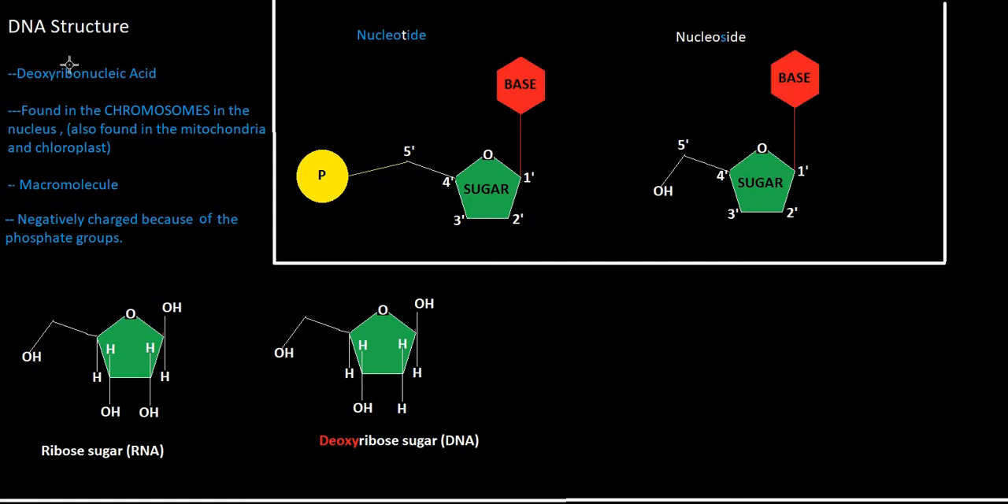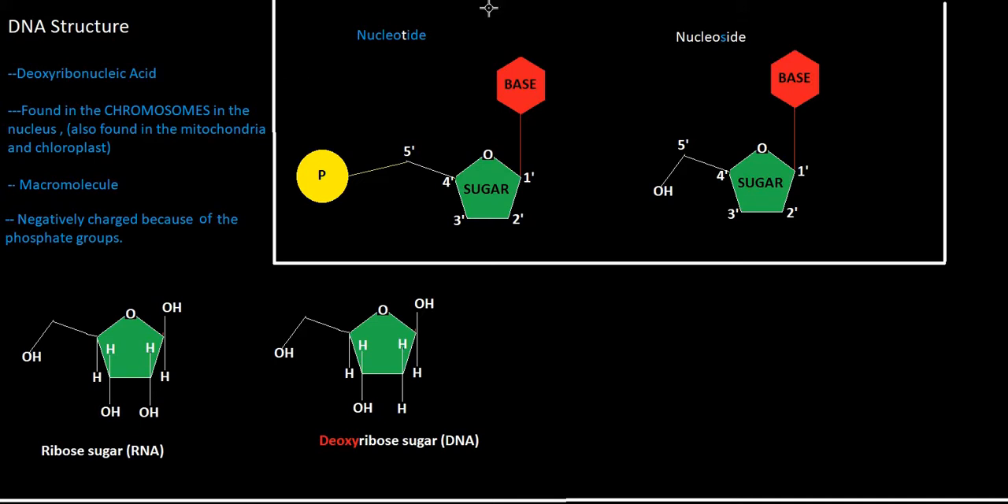Talking about DNA and DNA structure. DNA stands for deoxyribonucleic acid, D for deoxyribo, N for nucleic, A for acid. DNA is found in the chromosomes in the nucleus, and it's also found in the mitochondria and chloroplast of cells. DNA is a macromolecule. Macro means big, and so DNA is a big molecule.